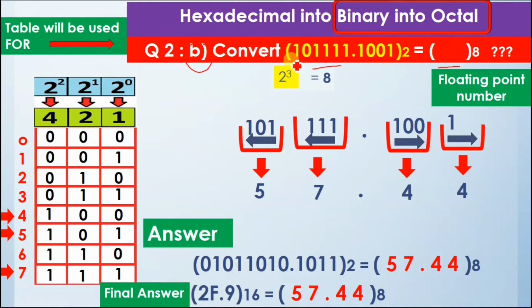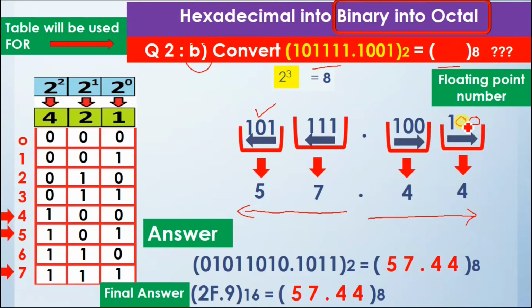So we are going to make groups of this binary number, and each group has 3 bits while moving away from the decimal point. First of all, we will move towards the left side of the decimal point. We have 111, so we write here 111. Next we have 101, so we write here 101. And then, while moving towards the right side of the decimal point, we have the number 100, so we write here 100. And then we have the number 1, so we write here 1. We need to make a group of 3 bits, so we add 2 zeros to that.